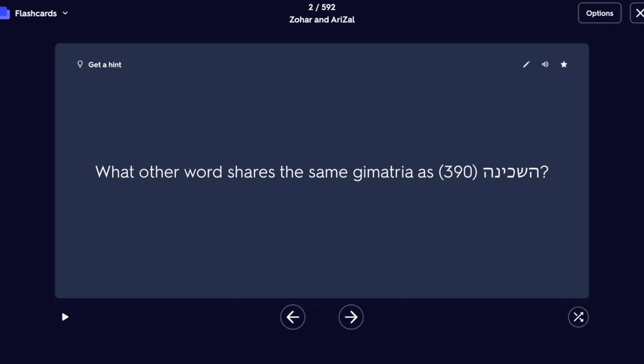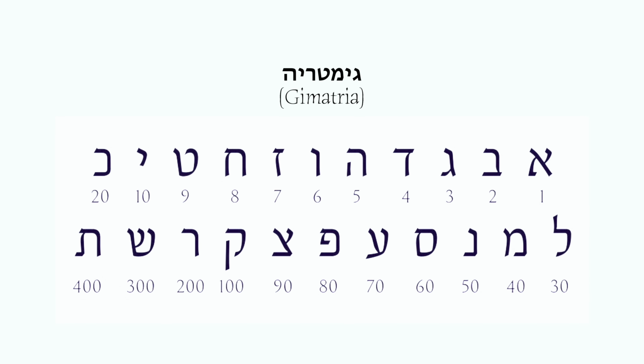What other word shares the same gematria as Shekhinah? We know that the concept of gematria in Kabbalah is numerical values. Every single letter in the Hebrew alphabet corresponds to a number. And therefore, the entire Torah can actually be reduced to a mathematical formula, which is the blueprint, basically, of reality. It's all math. The wisdom of Kabbalah is geometrically symmetrical.